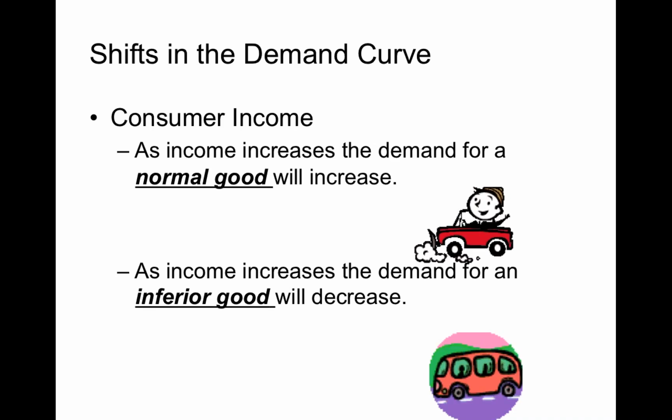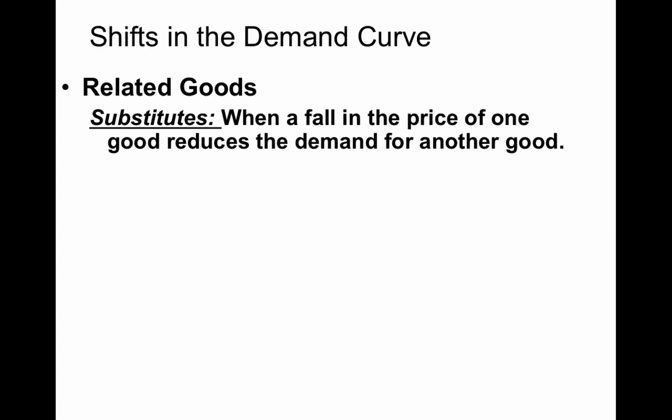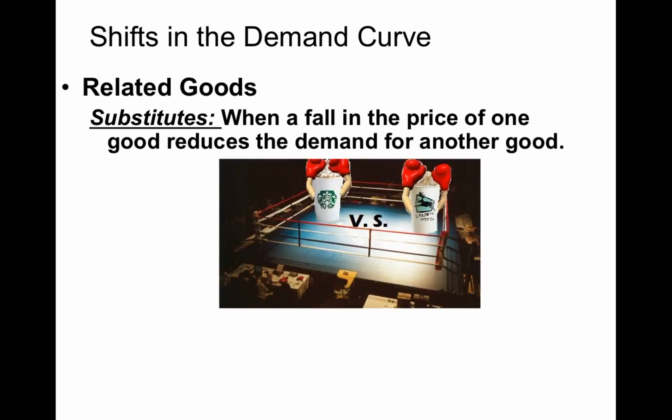So that's income. I also said we'd talk a little bit more about substitutes, related goods. Related goods could be substitutes, when a fall in the price of one good reduces the demand for another. So like Starbucks and Caribou. If Starbucks has a huge sale, then maybe more people will go to Starbucks and then there'll be less demand for Caribou, because they're substitutes, and vice versa.